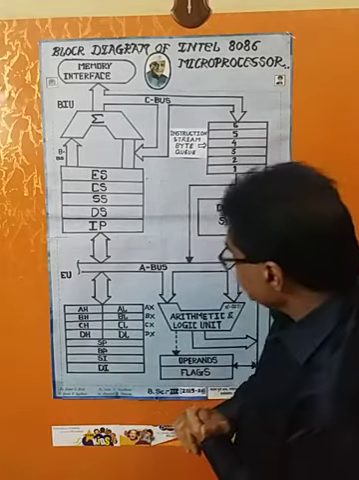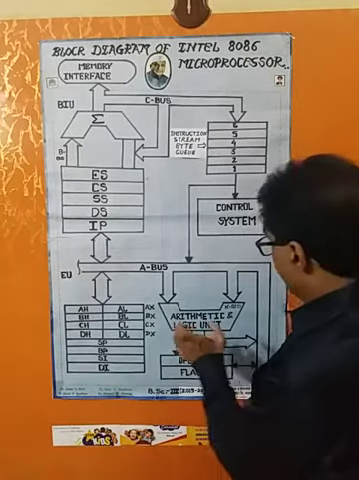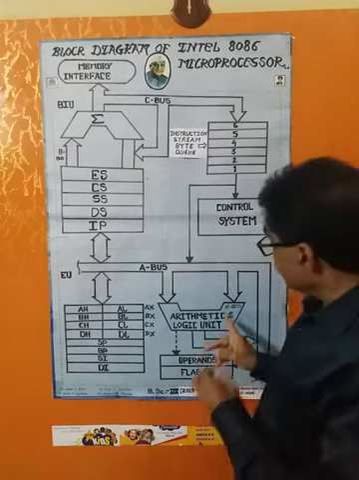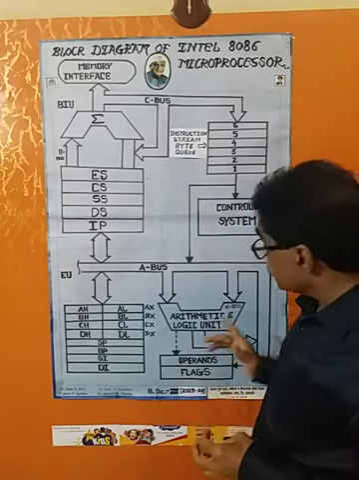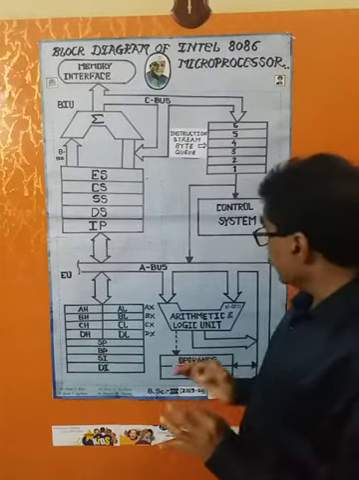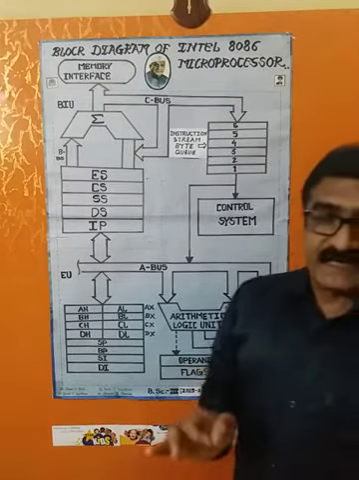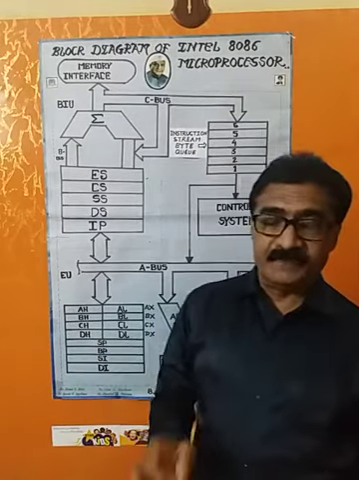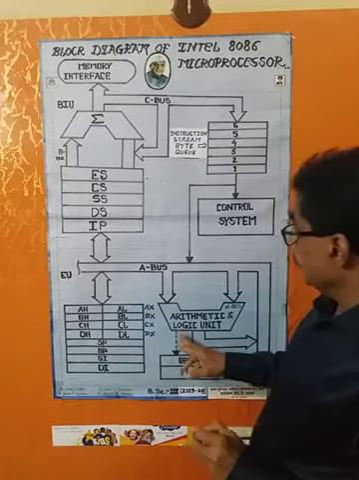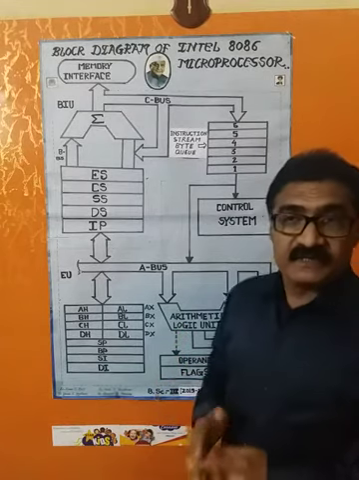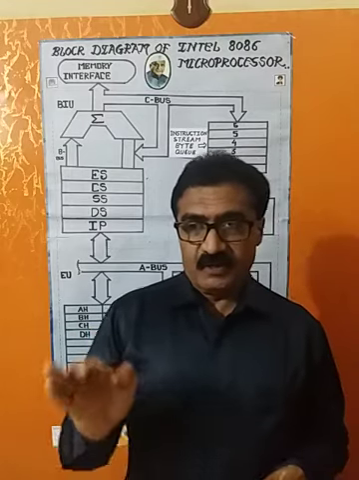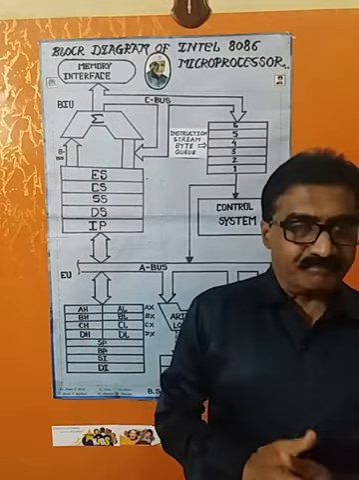Then another section is the execution unit. This execution unit consists of the arithmetic and logic unit. This arithmetic and logic unit is 16 bits. It performs all types of arithmetic operations such as addition, subtraction, multiplication, division, increment, decrement. Similarly, logical operations like logical AND, logical OR, logical NOT, etc.